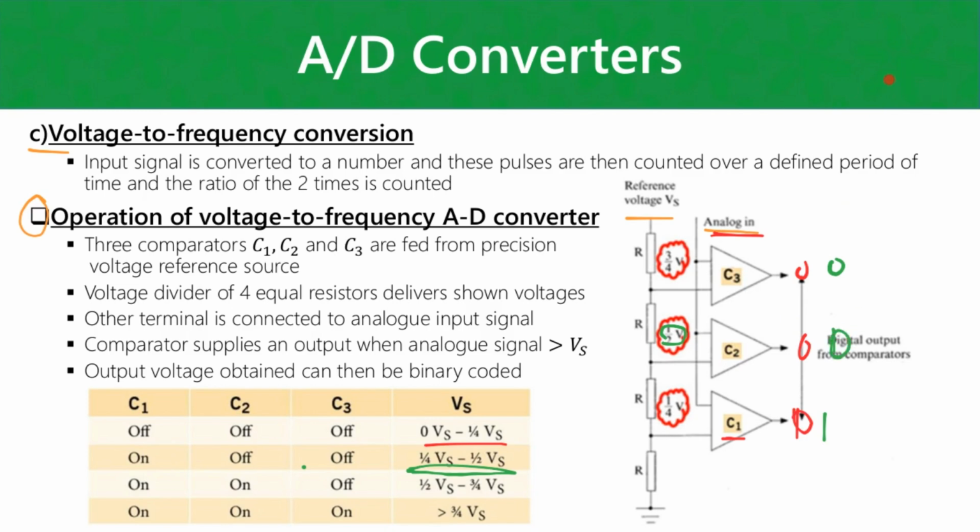And then the next part, when between half and 3/4 of VS, that's going to activate C2, and the voltage is actually high enough. And then for all values above 3/4, meaning the voltage going in from the analog input is higher than the voltage on the reference, that's just going to output 1s throughout.